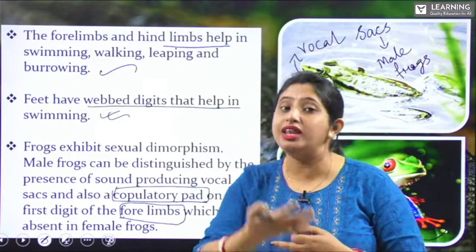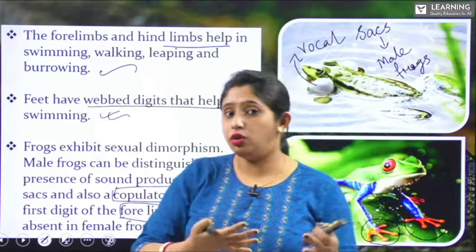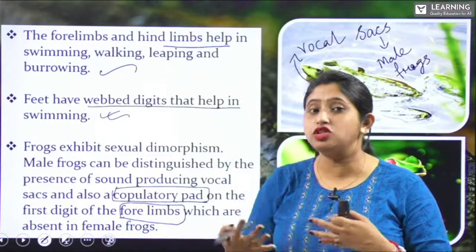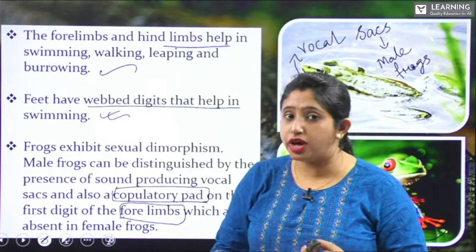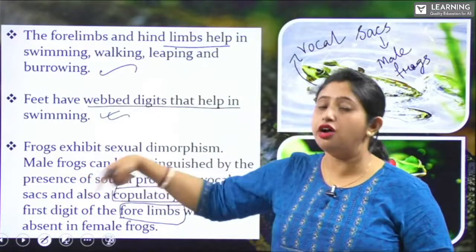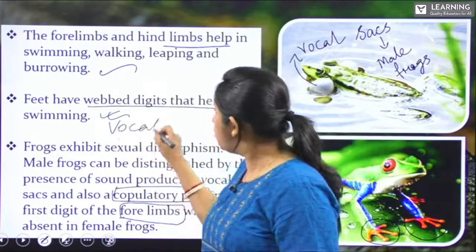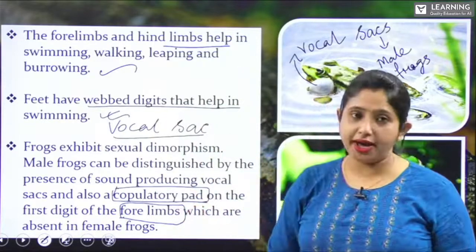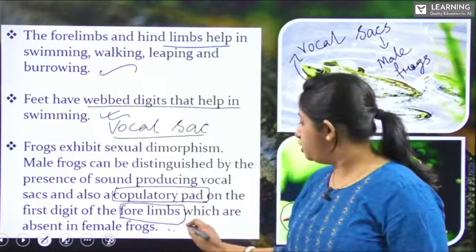The female frog will lay the eggs. She will know when it is time for laying the eggs, so the female frog will lay the eggs into the water. This is how the process of reproduction takes place in the frog. So how will you distinguish male frogs? They have two things to distinguish: one is the vocal sac, and another is the copulatory pads, which are present on the forelimbs and absent in the female frogs.